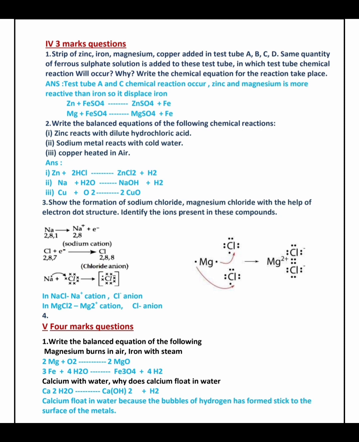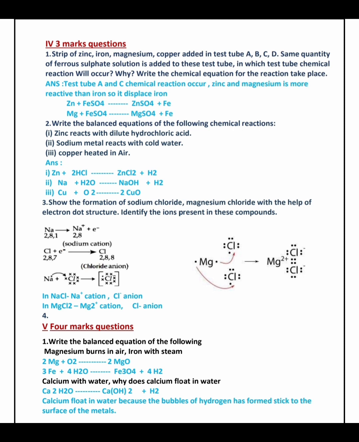Three marks questions. Strips of zinc, iron, magnesium, and copper are added in test tubes A, B, C, D. The same quantity of ferrous sulfate solution is added to each test tube. In which test tube will a chemical reaction occur? Why? Write the chemical equation for the reaction that takes place.